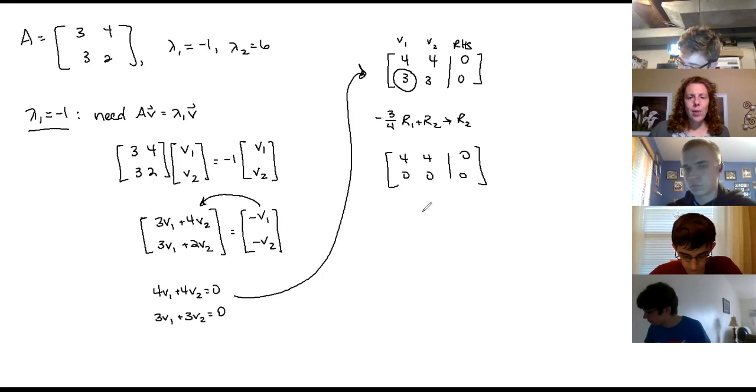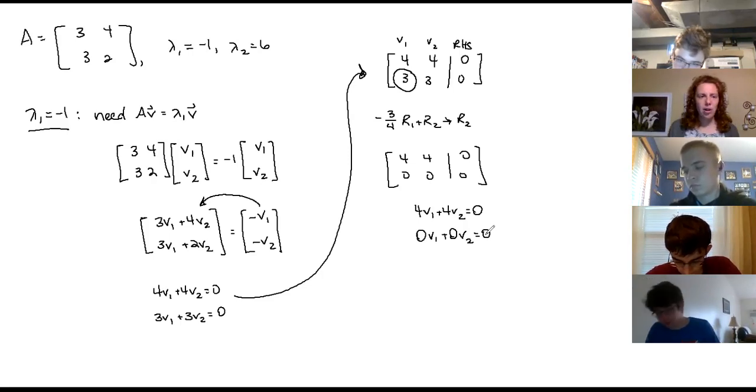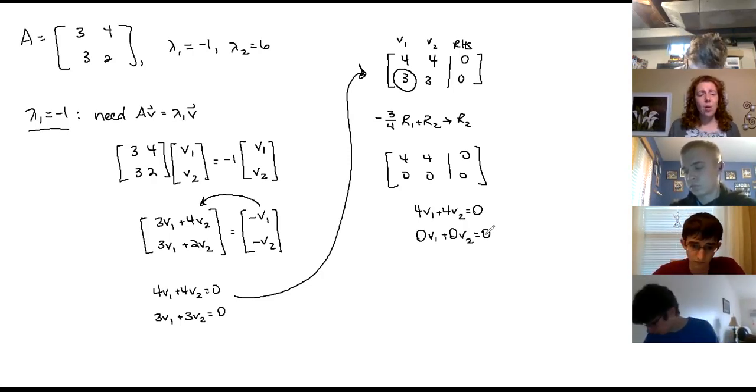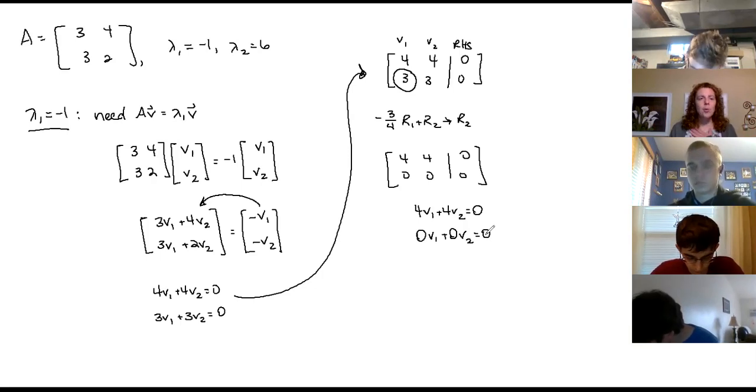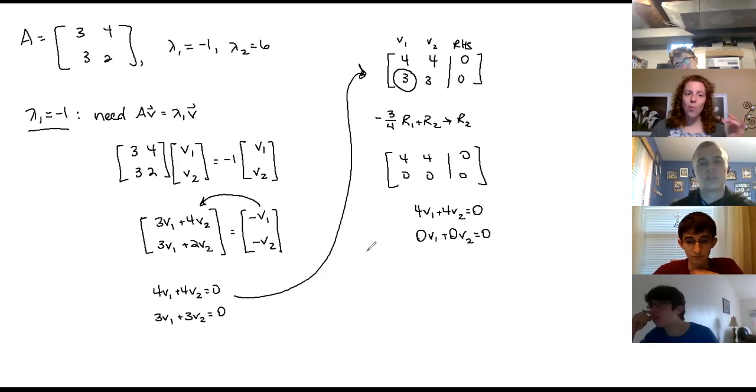Let's turn that back into an equation. So 4V1 plus 4V2 equals 0, and 0V1 plus 0V2 equals 0. That second equation isn't helpful. It's always true, which is good, but it isn't helpful. So fancy math word, what we have is a dependent system of equations. People who have taken linear algebra should remember that word, dependent and consistent system of equations. So we can pick any answer that we want. It doesn't matter. Any answer is going to work here.